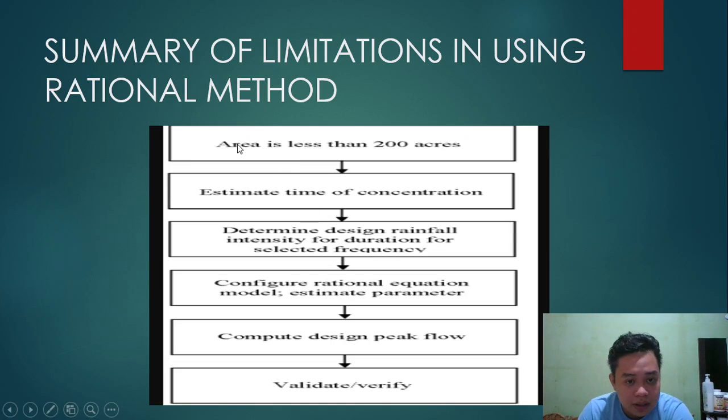So here are the significant and main limitations and assumptions for designing using the rational method. First, area is less than 200 acres. Estimate time of concentration. Determine design rainfall intensity for the duration and selected frequency. Configure the rational equation model. Estimate parameters. Compute design peak flow, and validate and verify.